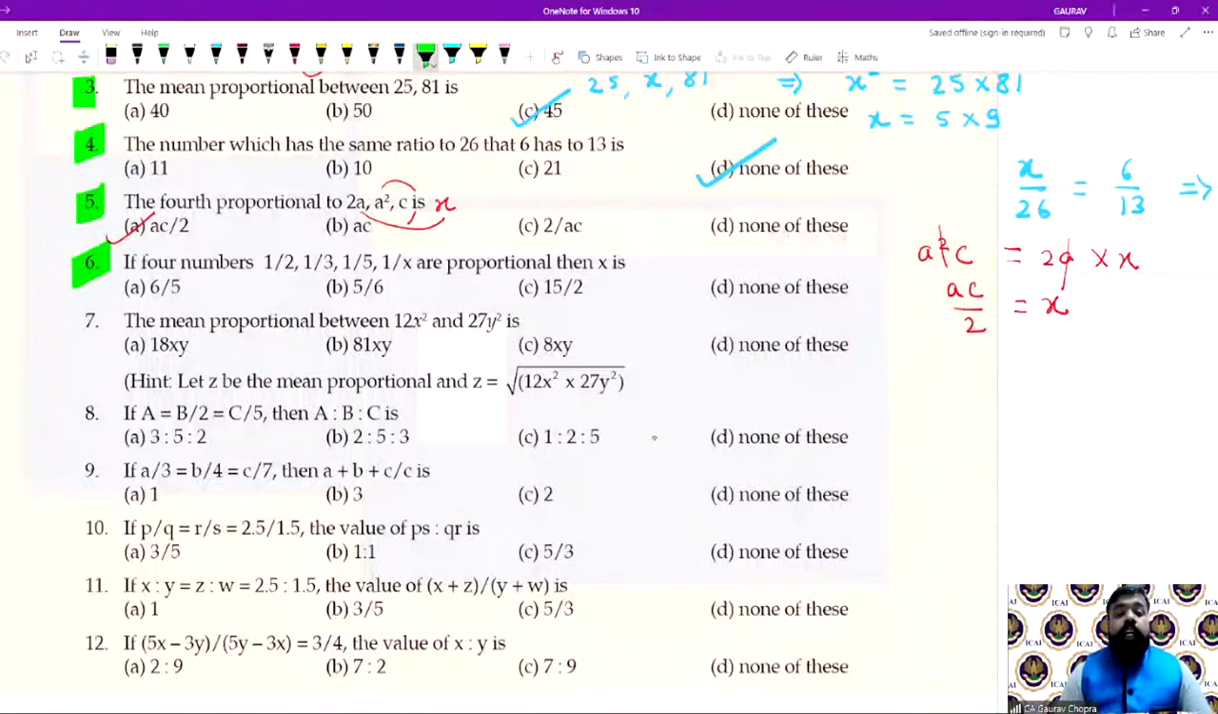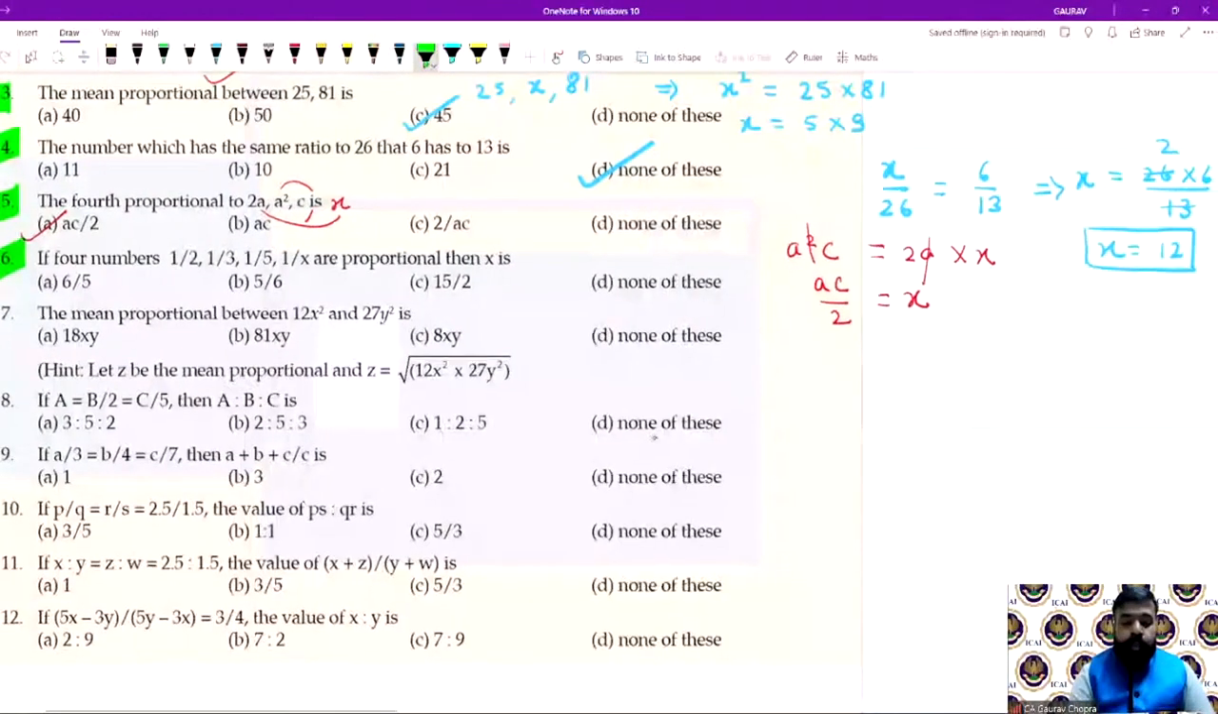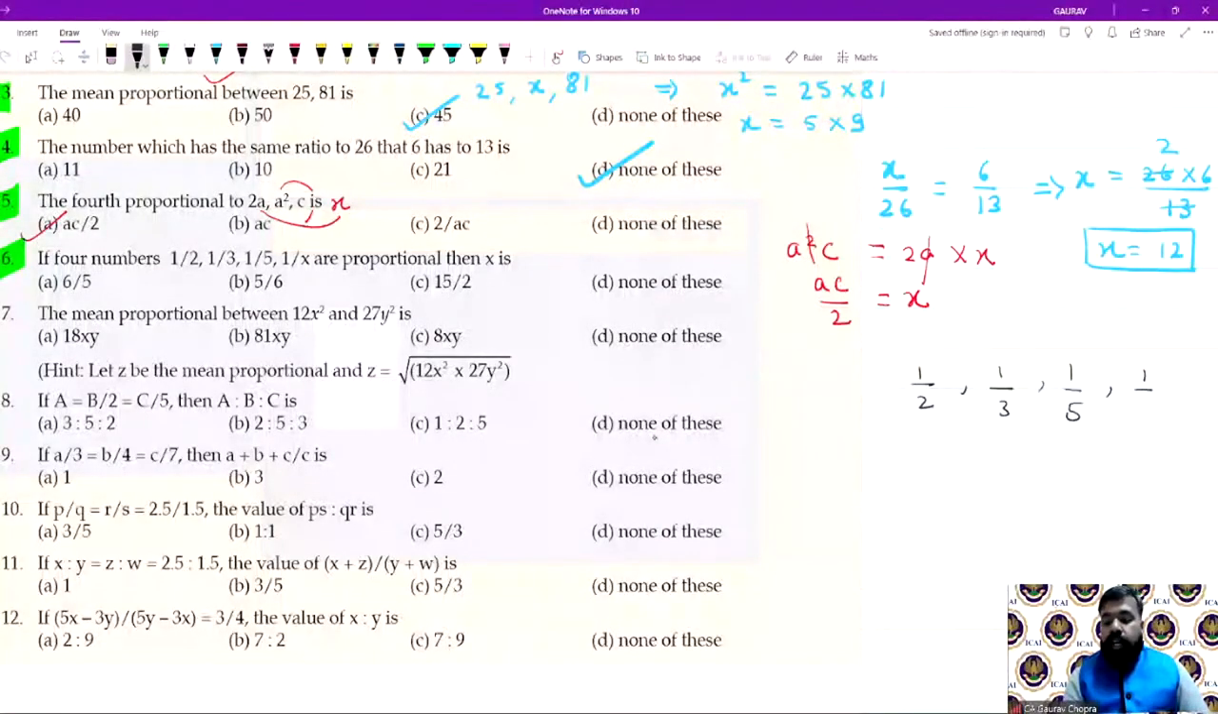Now the sixth one. If four numbers are proportional, then find the value of x. Now these four numbers are in proportion and we have to compute x. So let us write the four numbers: 1 by 2, 1 by 3, 1 by 5, and 1 by x. So these are the four numbers.